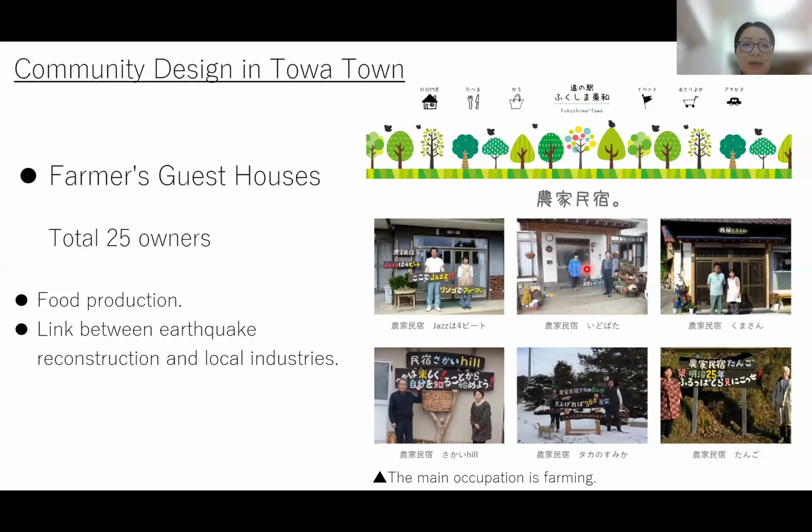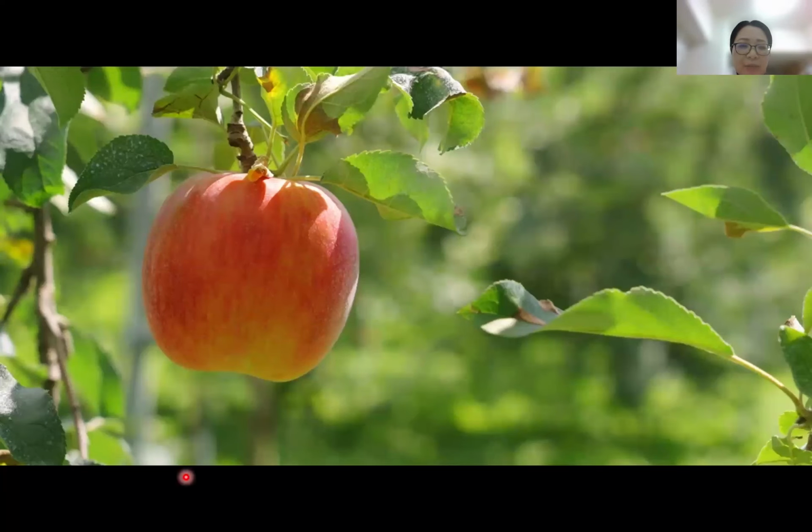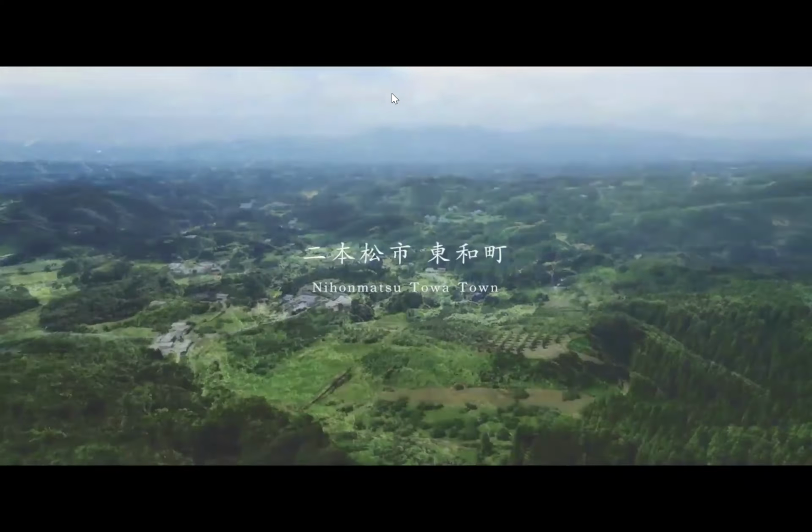Here are farmers' guest houses, around 25 owners. So I will show you a short movie now.